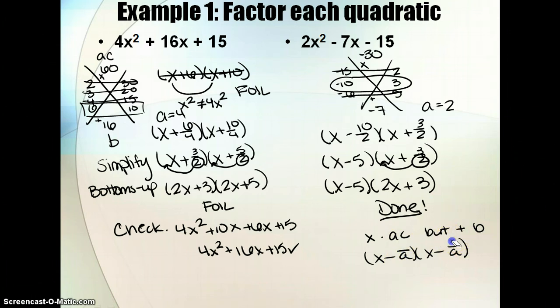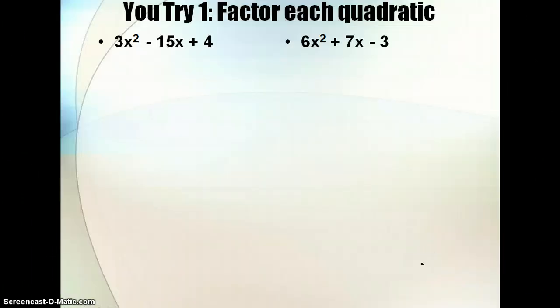Put different letters in B and C, so it's not too confusing. So we have D and R. So those are your factors, and then you have, divide out the A, and then bottoms up if necessary. So your two tries are 3x squared minus 15x plus 4, and x squared plus 7x minus 3.